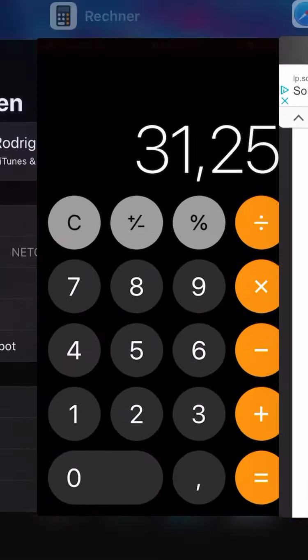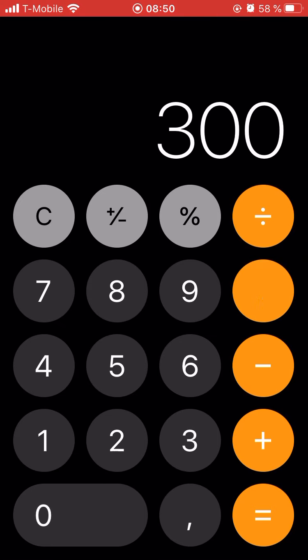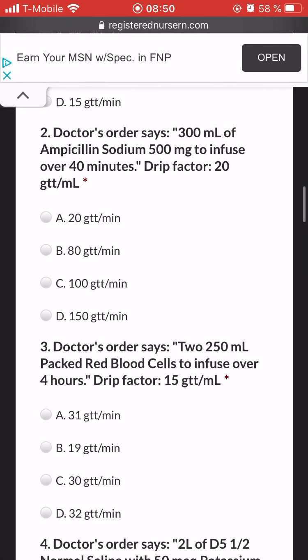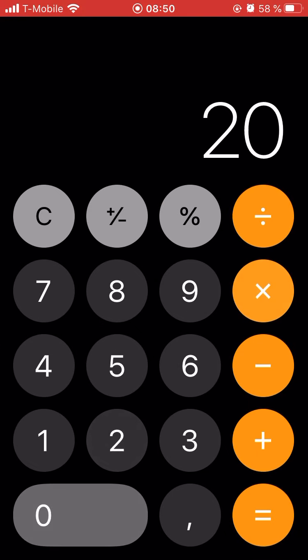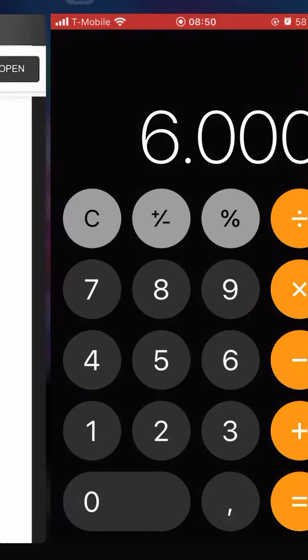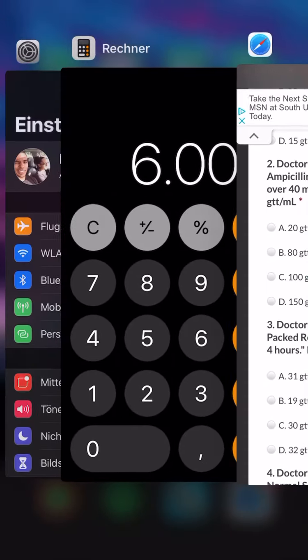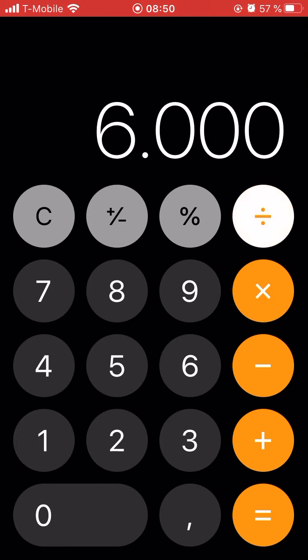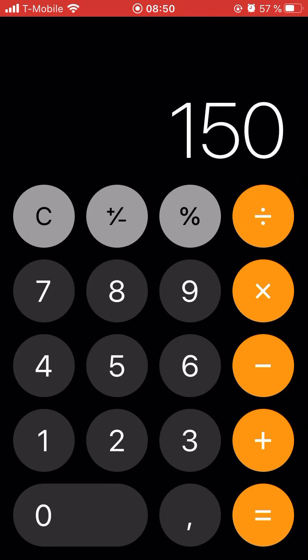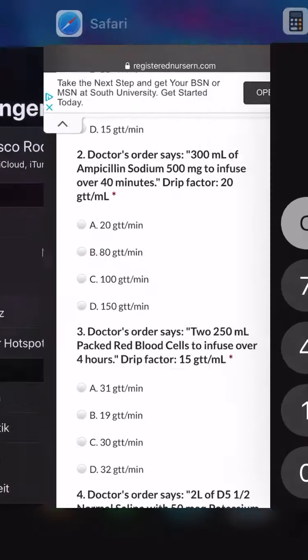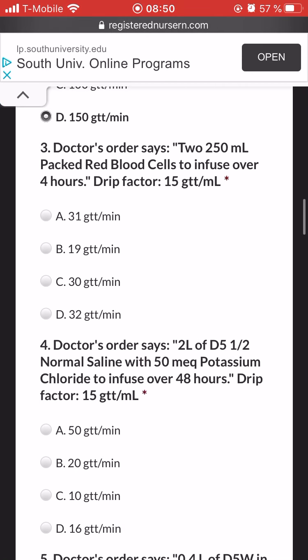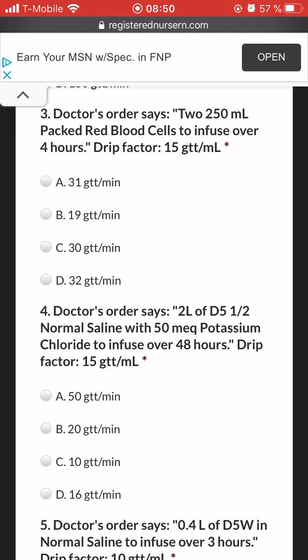First thing we do is 300 milliliters times the gotas that we have, which is 20 times 20. We have 6,000 gotas in total. Divide the 6,000 gotas by the 40 minutes, and you have 150 gotas per minute. Third one, and this is the last one because this is actually quote unquote the hardest one we have.